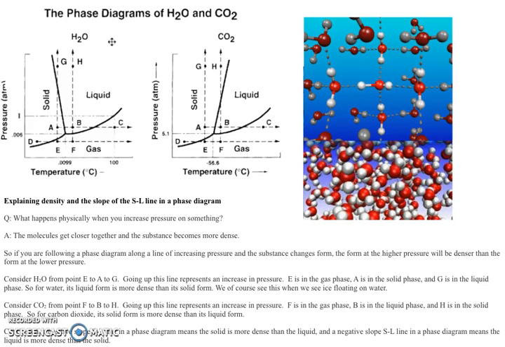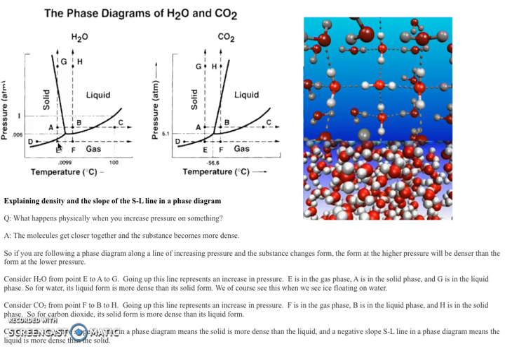Let's take a look at what that means. Let's look at the water diagram. For the water diagram, I'm going to pick this line that is denoted by points E, A, and G. The reason I'm going to pick that line is because it's a line of increasing pressure and it's going to go through all three phases: gas to solid to liquid. Those are marked here. This is a solid because it's at the lowest temperature. This is the liquid because it's at a higher temperature, and gases are down here at higher temperatures but lower pressures.